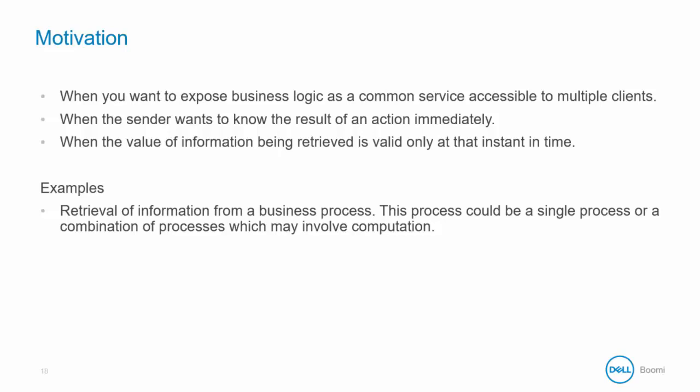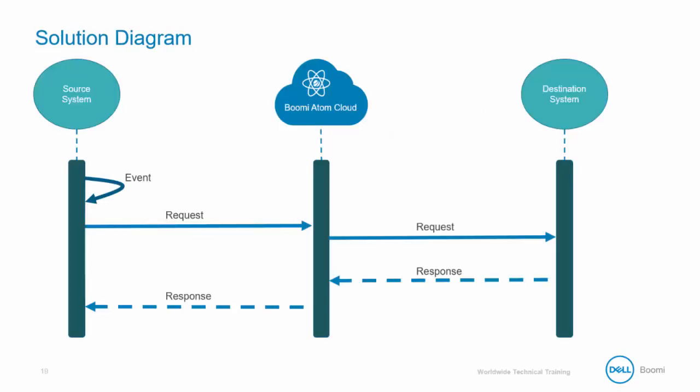So an example of this is a retrieval of information from a business process. This process could be a single process or a combination of processes, which may involve computation. This is a diagram of the solution.